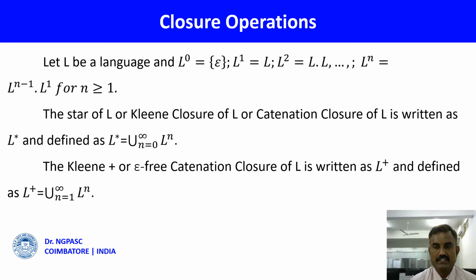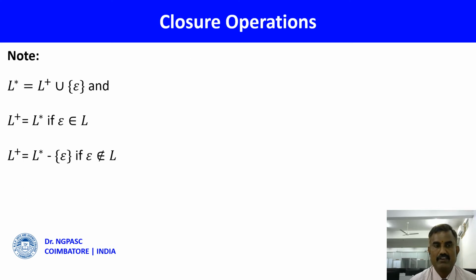So in L star we can start with L to the power 0, while L plus starts with the power 1. So that is the only difference between L star and L plus. This can be noted in the following slide. L star equals L plus union epsilon. That means by adding epsilon to L plus we get L star. Suppose epsilon is already there in the language, then L star and L plus are the same. L plus equals L star minus epsilon, if epsilon does not belong to the language L.